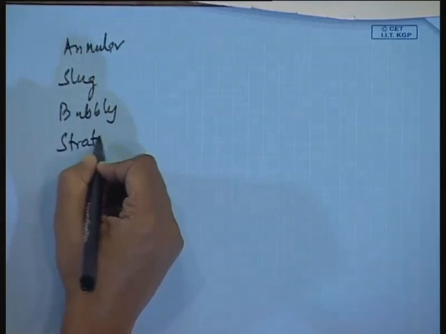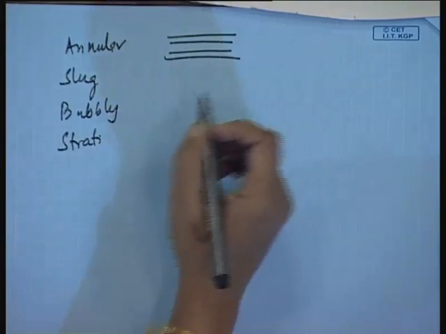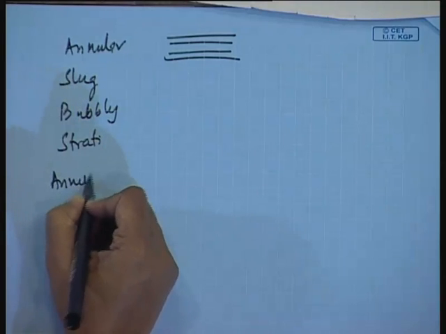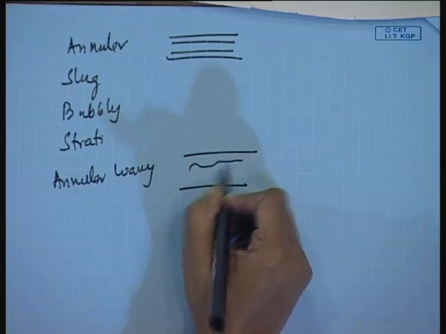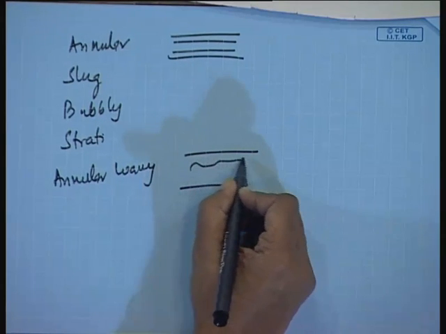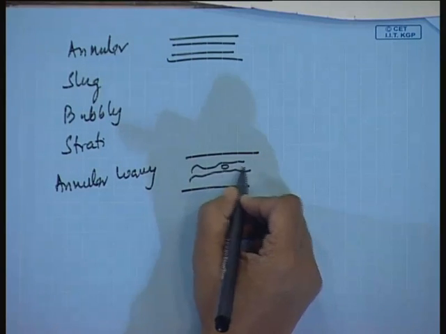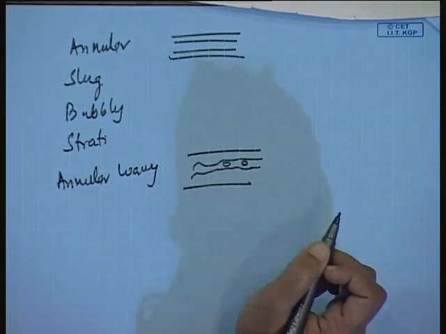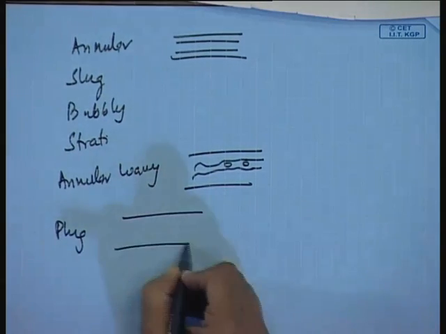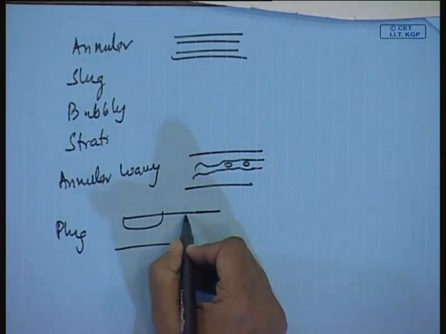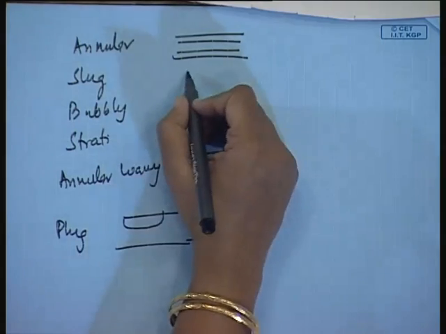Stratified. Now, the annular flow pattern will be something of this sort, okay. We will also get an annular wavy sort of flow pattern, where there will be a lot of waves, and definitely the liquid film thickness will be less at the top and more in the lower pipe, and here we might get some droplets. We have something known as the plug flow pattern, where we have definite plugs flowing like this in the water, okay.